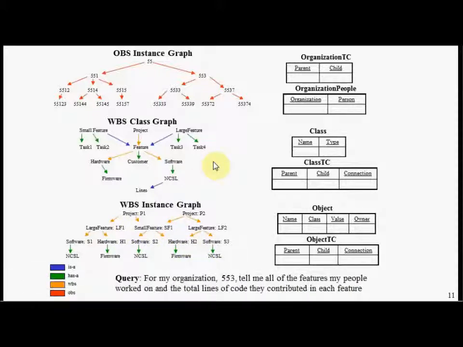And the query we want to perform is the following. Imagine you're the manager of a department up here, organization 553. What you want to know is all of the features your people worked on and the total number of lines they contributed for each of those features. Now, if you think about this, this is a very complex kind of example. It requires the traversal of all three of these graphs, the object instance graph, the class graph, and the work breakdown structure instance graph. It would be something very, very complicated.